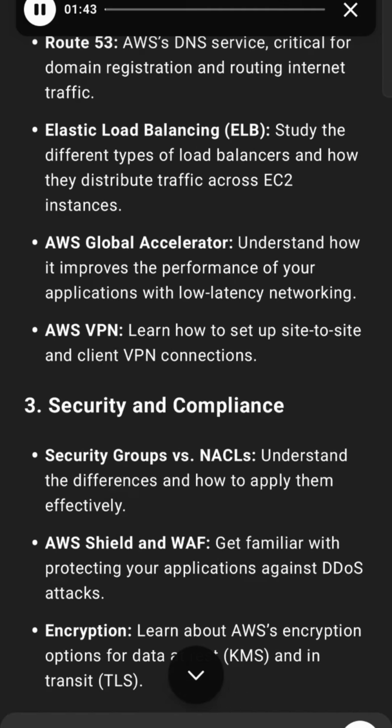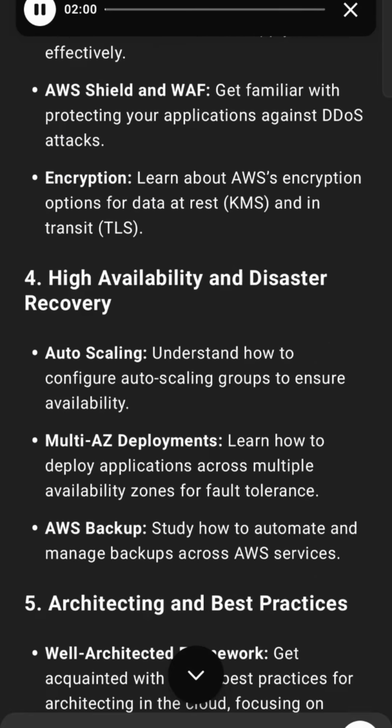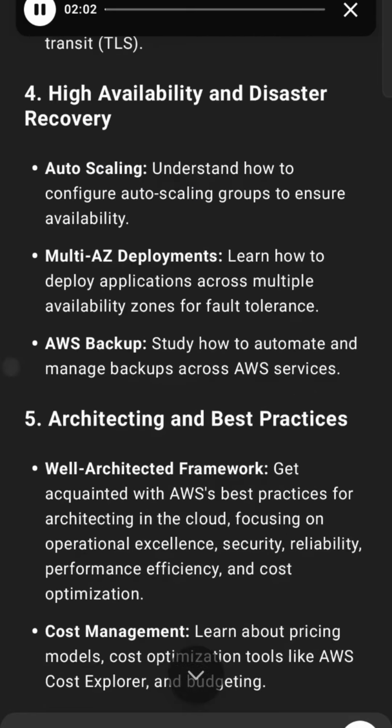3. Security and compliance. Security groups versus NACLs. Understand the differences and how to apply them effectively. AWS Shield and WAF. Get familiar with protecting your applications against DDoS attacks. Encryption. Learn about AWS's encryption options for data at rest, KMS, and in transit, TLS.